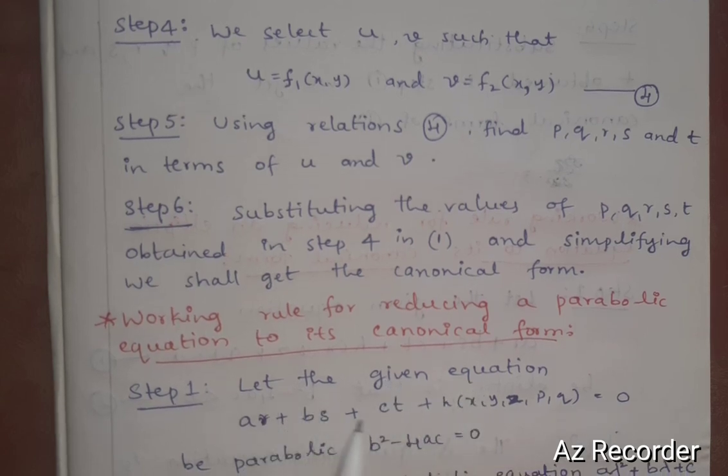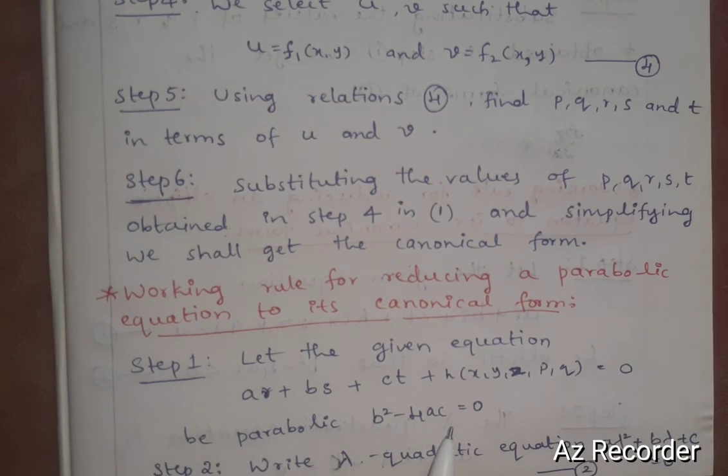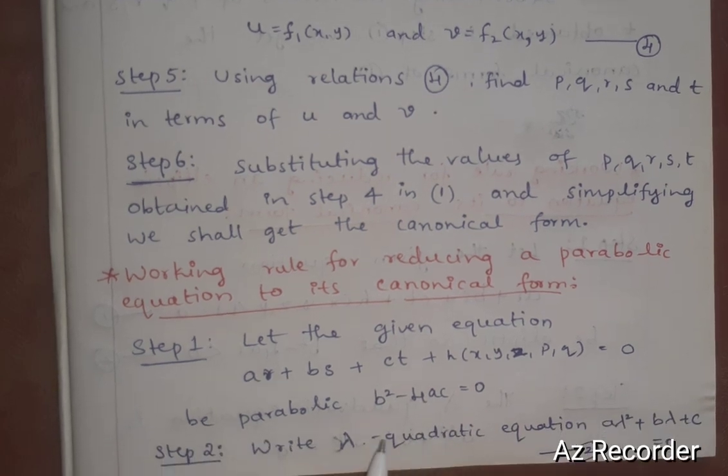So let the given equation be Ar + Bs + Ct + H(x, y, z, p, q). The given equation is parabolic, so B² − 4AC will be 0. Now we have to write the lambda quadratic equation. It is the same as in the case of hyperbolic. So the lambda quadratic equation will be aλ² + bλ + c = 0.